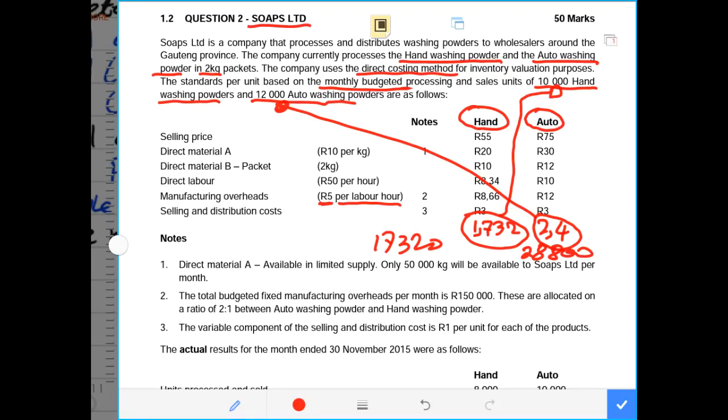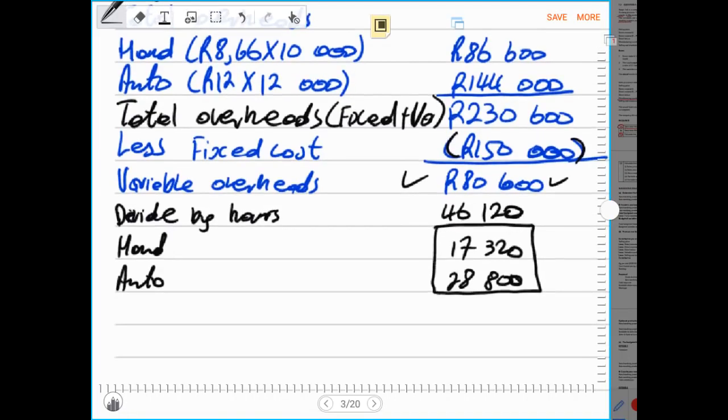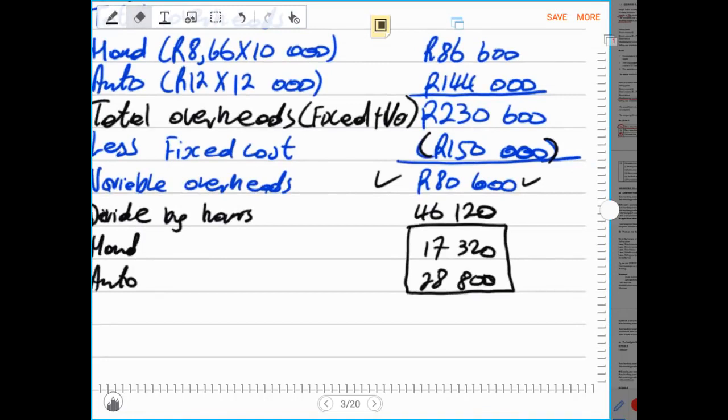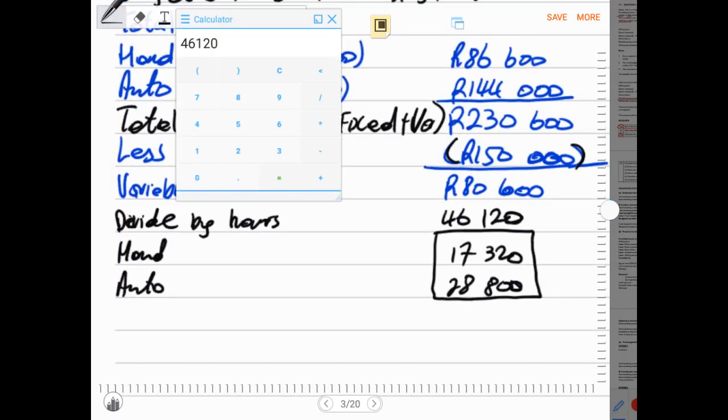and this gives me 28,800 hours. Then I say, okay, because now I have the variable cost, which is 80,600, the variable component of my overheads, I need to divide it by the budgeted total labor hours, so that I get to my variable overhead cost based on the labor rate, meaning per hour. So that's why I have done all those calculations, and now I'm dividing by the hours because my overheads are absorbed using labor hours.